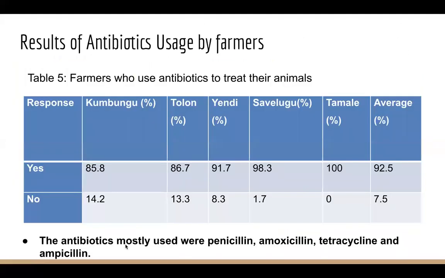Yeah, so these were the results we obtained from the farmers who were using antibiotics. From this table, you can tell that 92% or 92.5% of these farmers use antibiotics, and some of them use them for growth promotion. Most of the antibiotics they use were penicillin, amoxicillin, tetracycline, and ampicillin.